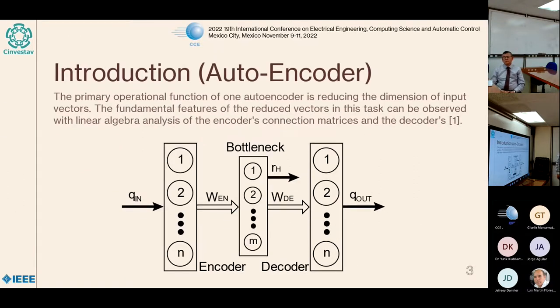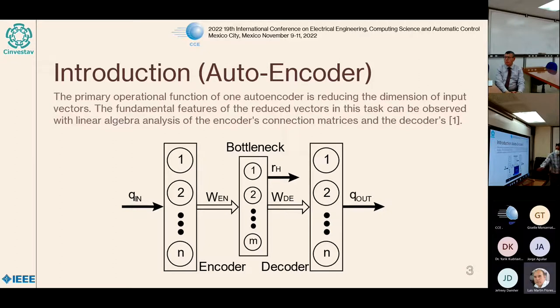At the beginning, we'll explain this architecture, our encoder. This is a good configuration and is very interesting, because the idea for this architecture is that the output vector is similar or equal to the input vector. This architecture maps the input to the output. It's simple, but very interesting.